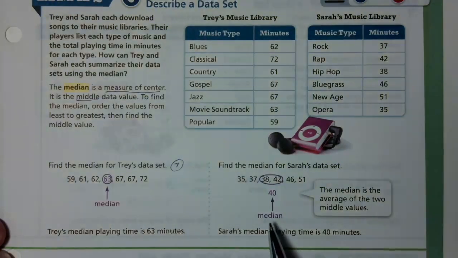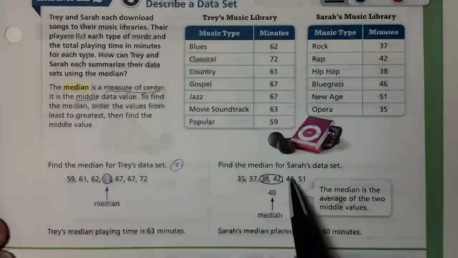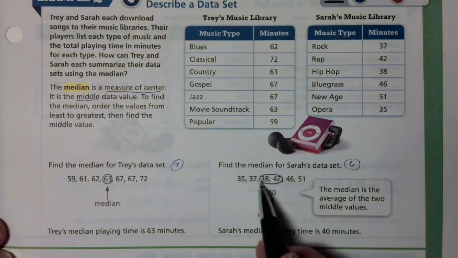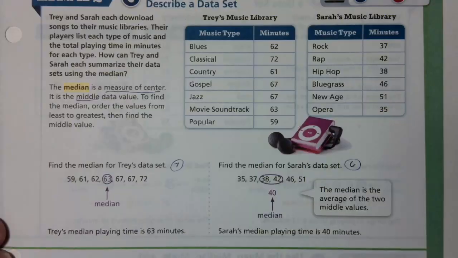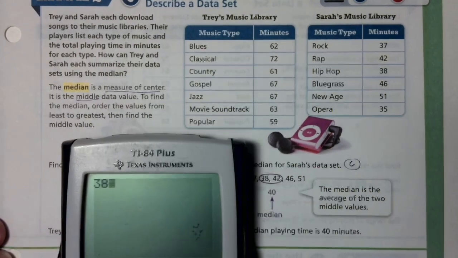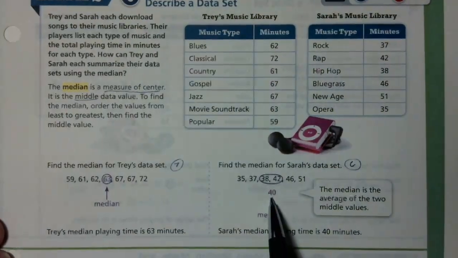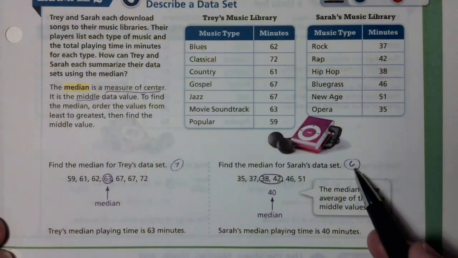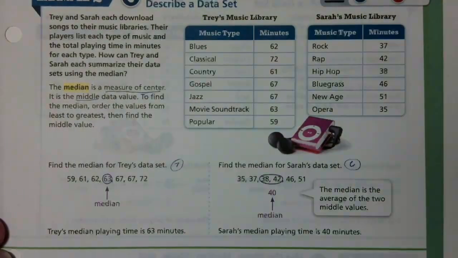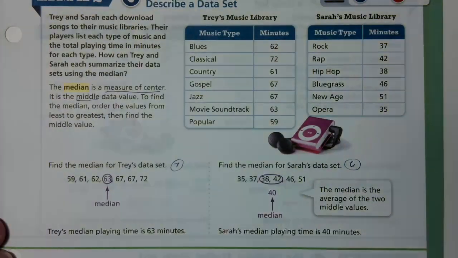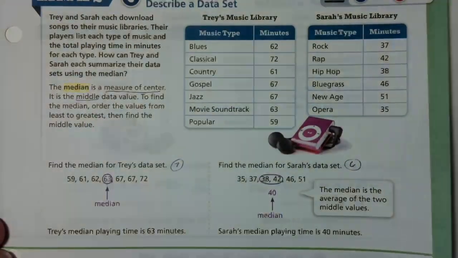Okay? Over here, there's 1, 2, 3, 4, 5, 6. There's only 6 pieces of data for her. So there's 2 in the middle, so you have to average them. You have to take the 38, add it to the 42, hit equals, and divide by 2, and you get 40. And that's how they got the 40 right here. So if it's an even set of data, you're going to have to average the 2 in the middle. If it's an odd set of data, there'll be one exactly in the middle. And that's what I was showing you a while ago.